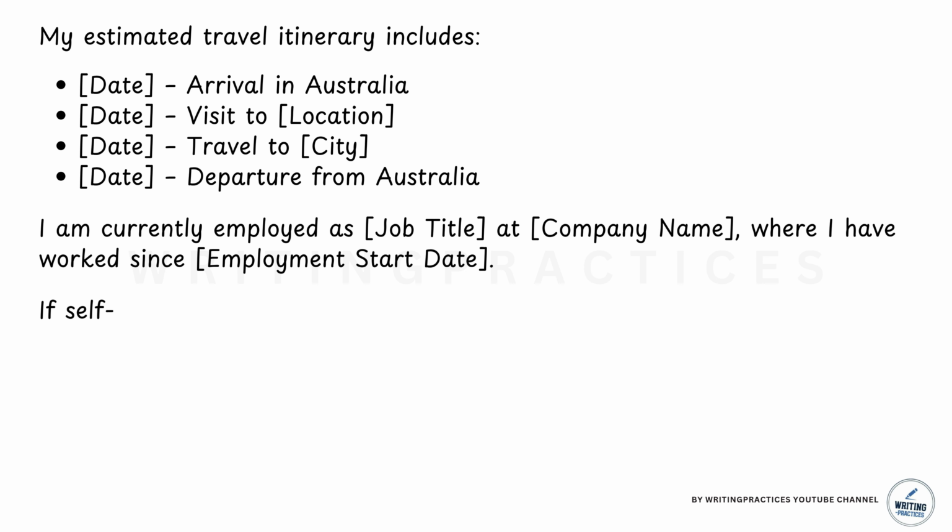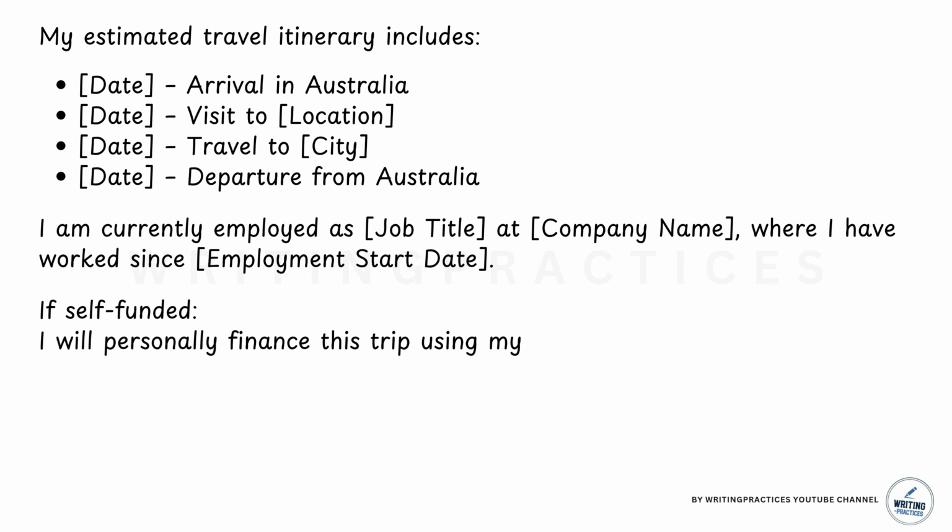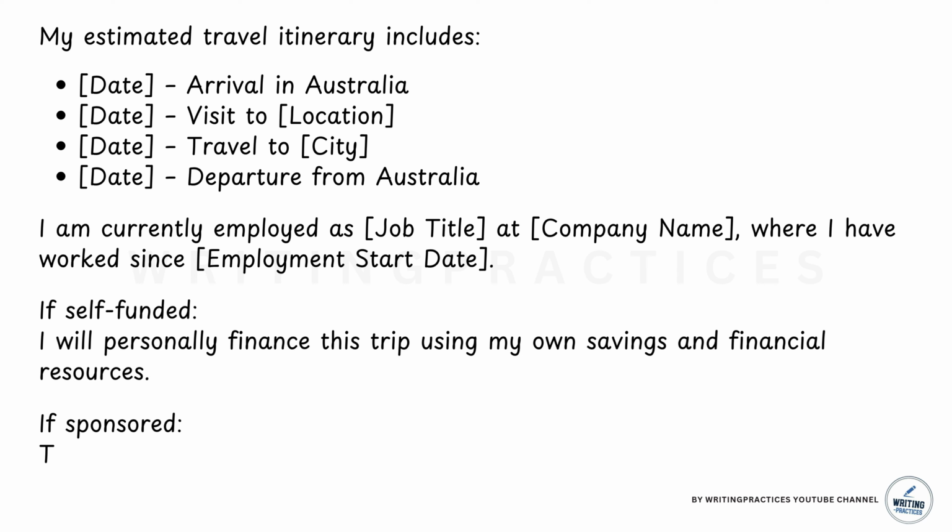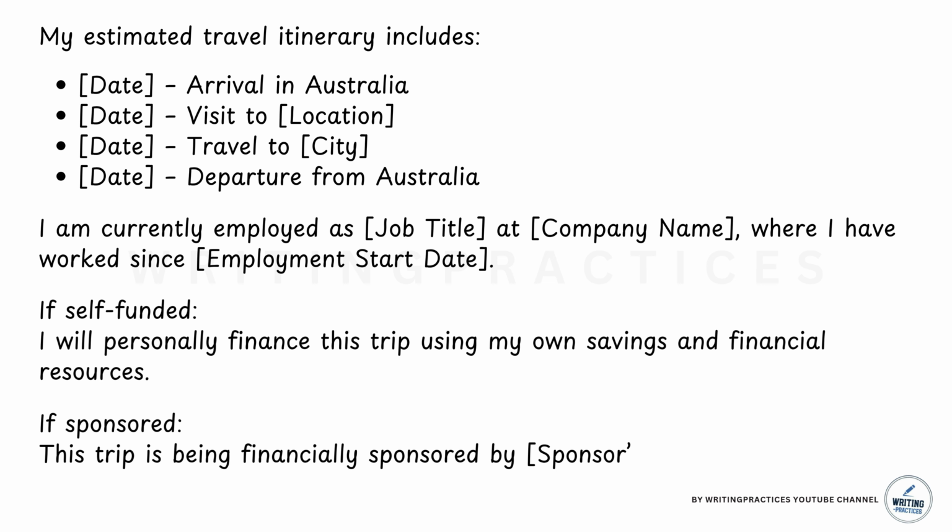Ninth paragraph, source of funding. Choose the statement that matches your situation. If self-funded. Example: I will personally finance this trip using my own savings and financial resources. This shows that you are financially capable of covering your travel expenses. It helps confirm that your trip is financially realistic. Provide recent bank statements as proof.